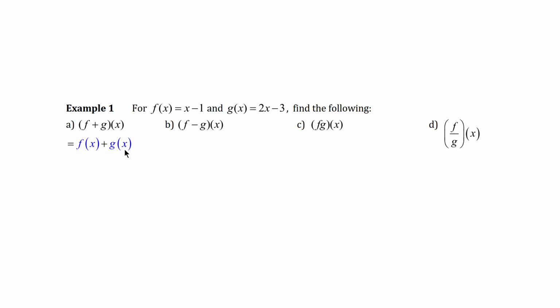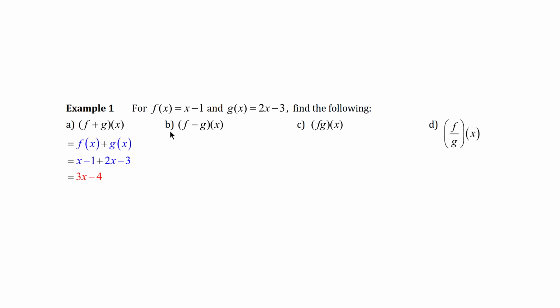All we need to do here is substitute x minus 1 for f of x and substitute 2x minus 3 for g of x. We get x minus 1 plus 2x minus 3, and then we can simplify by combining like terms. X plus 2x is 3x, and then minus 1 and minus 3 is minus 4. So the final result is 3x minus 4.